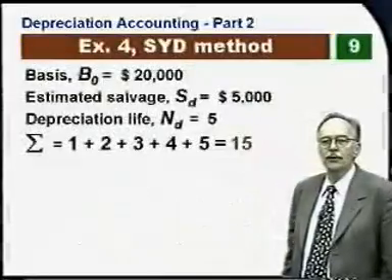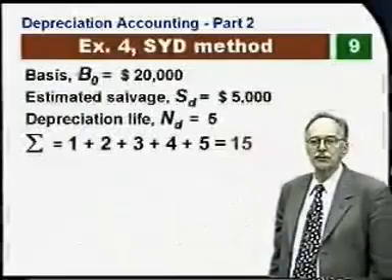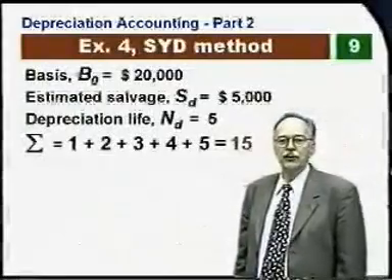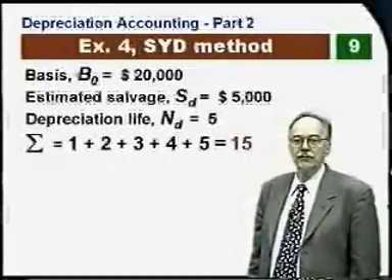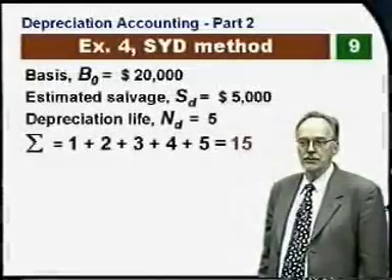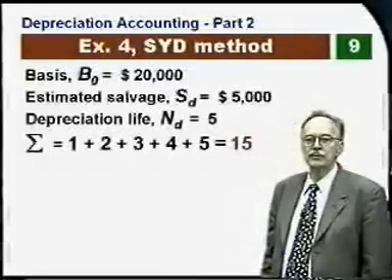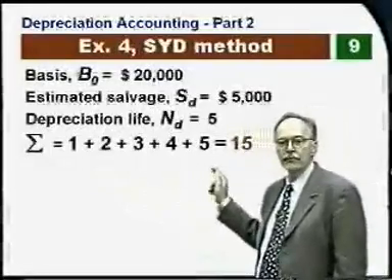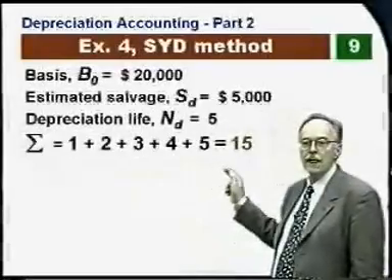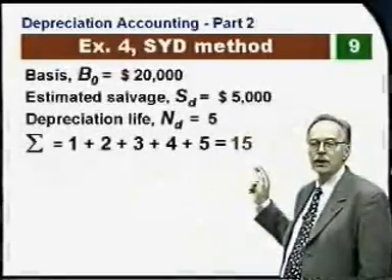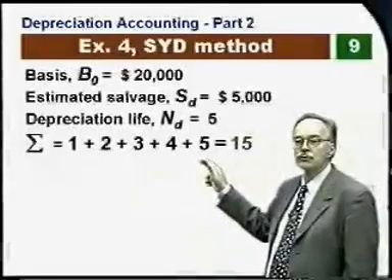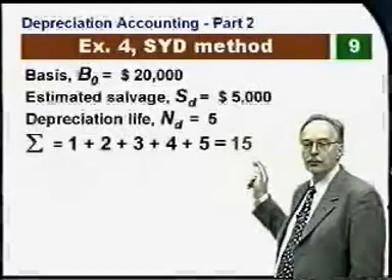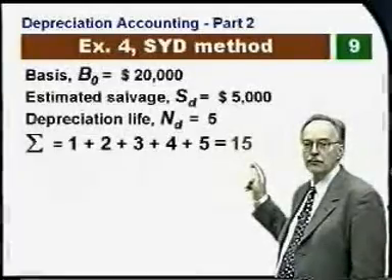So here in example 4, we're going to apply the sum of the year's digits method to the asset of $20,000 with an anticipated salvage value of $5,000 after 5 years. So the depreciation life is the same as it was for the previous example. We take the integers 1, 2, 3, 4, 5, 5 being the depreciation life, add them up to get the sum. That's 15. Then we're going to take those same integers and with the sum create fractions which will then apply to the anticipated loss in value.